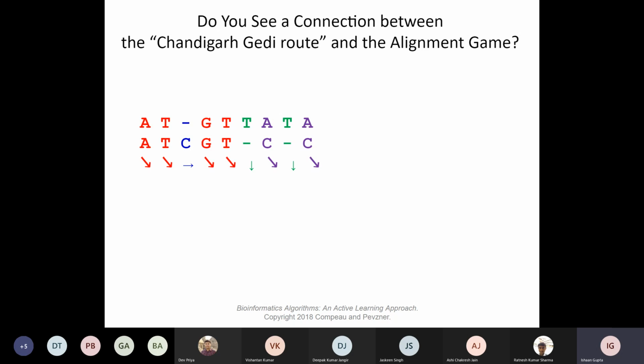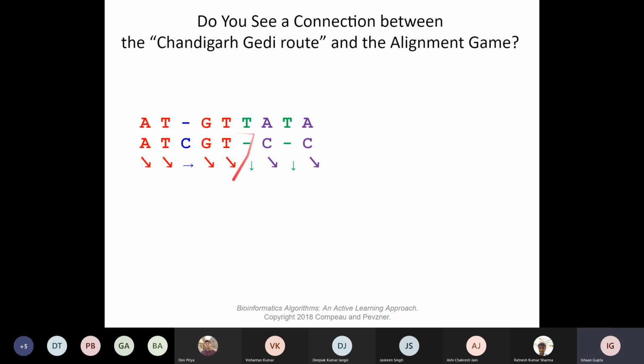Yes, sir. All right. So now let's connect the two things, between the alignment game and finding this kind of a route in a matrix. Whenever I have a match, I am going to move in the diagonal direction. Whenever I have a gap, whenever I have an insertion, I'm going to move eastwards, on the right side. Whenever there is a deletion, I'm going to move south, downwards, right? And even if it's a mismatch, I'm going to move diagonally along the matrix, right?